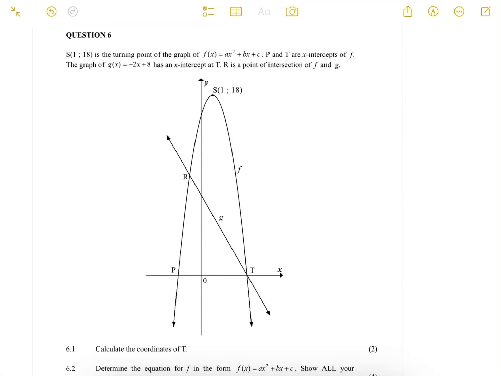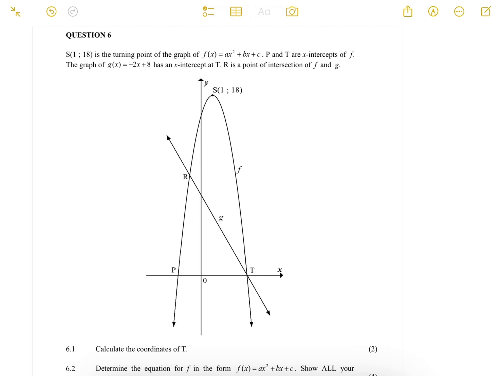We'll continue with functions. So here we're given question 6, of which point S is given as the turning point of the parabola with the equation f of x equals ax squared plus bx plus c, of which we also know that this is actually basically the maximum point of the graph, right? And then we are told that P and T are the x-intercepts of f, which is where it crosses or touches the x-axis.